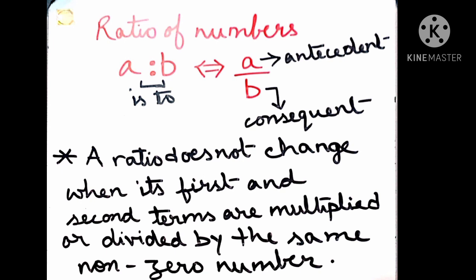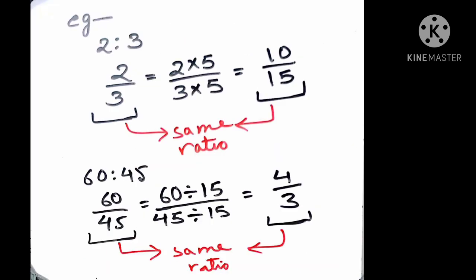Now let's learn a few terms. In the ratio of numbers A is to B, this double dot is called is to. It means A by B, and the first term A is called the antecedent, and the second term B is called the consequent. A ratio does not change when its first and second terms are multiplied or divided by the same non-zero number. Let's see an example. 2 is to 3. When we multiply 2 and 3 by 5, we get 10 by 15. So 2:3 is equal to 10:15. They are both the same ratio.